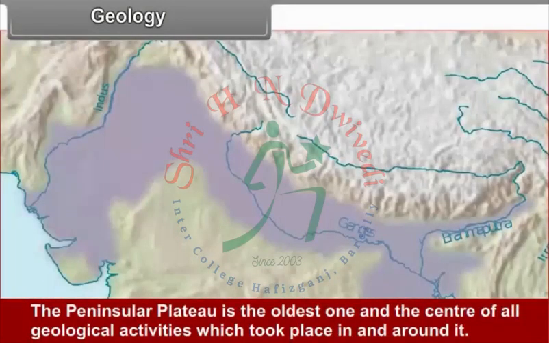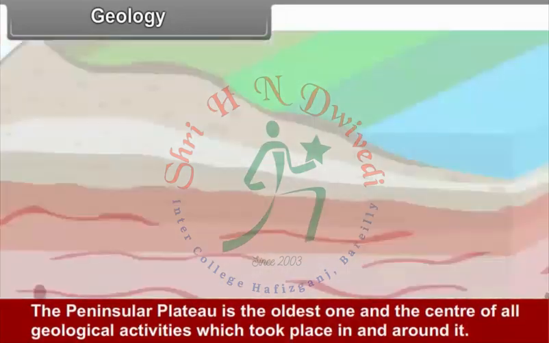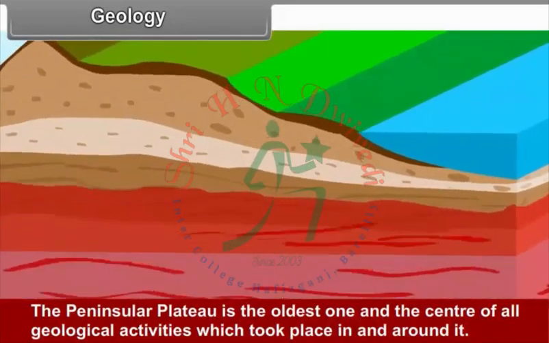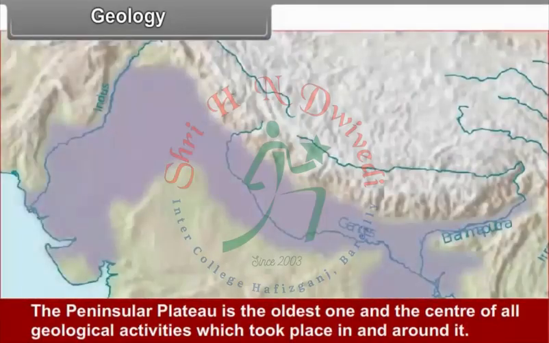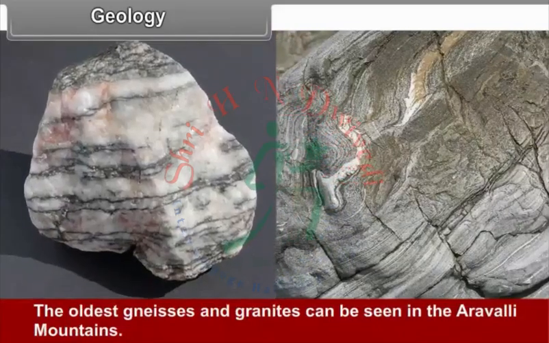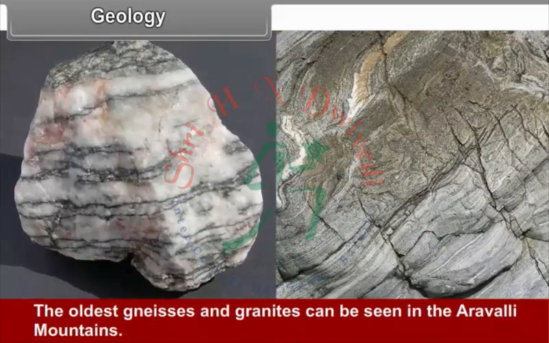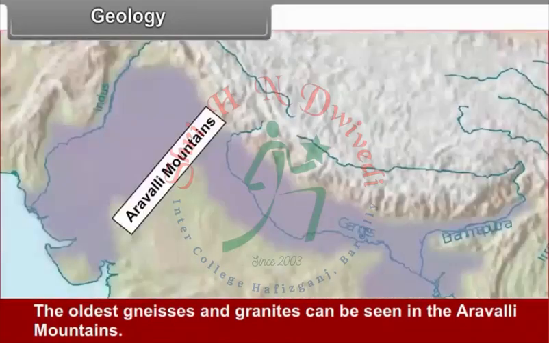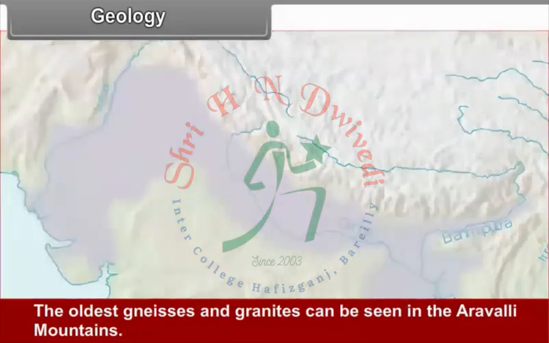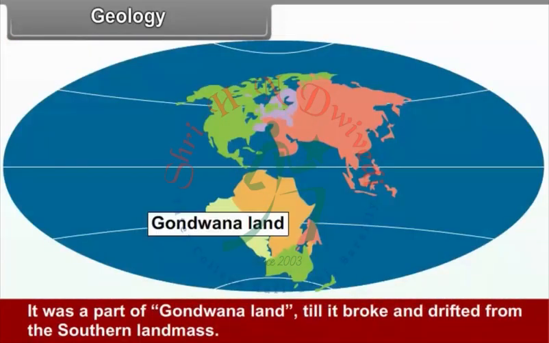The Peninsular Plateau is the oldest one and the center of all geological activities which took place in and around it. The oldest gneiss and granites can be seen in the Aravalli Mountains. It was a part of Gondwanaland till it broke and drifted from the southern land masses.